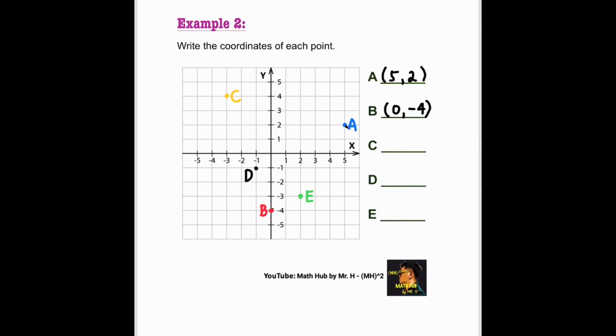And point C is in quadrant 2. So from the origin, we count 3 units to the left: 1, 2, 3. So that's -3. And we go up 1, 2, 3, 4. So 4 units up.